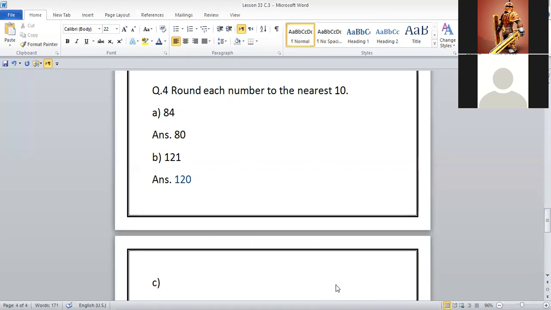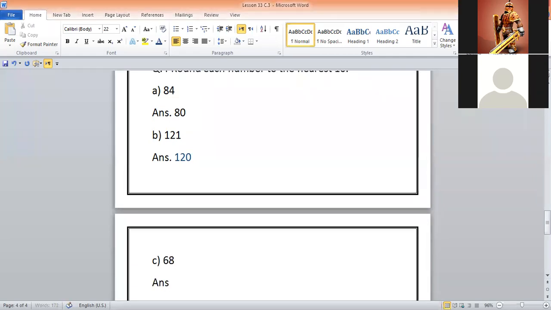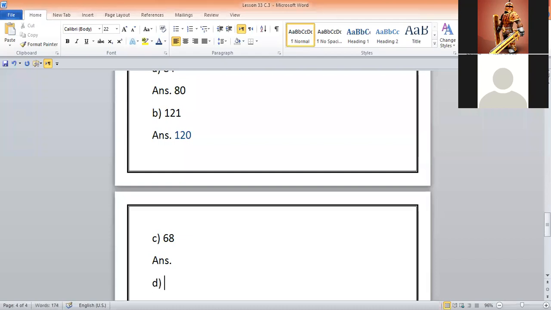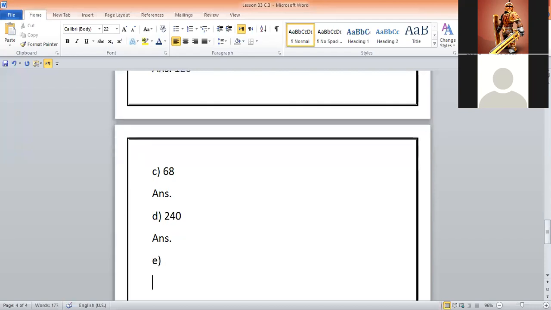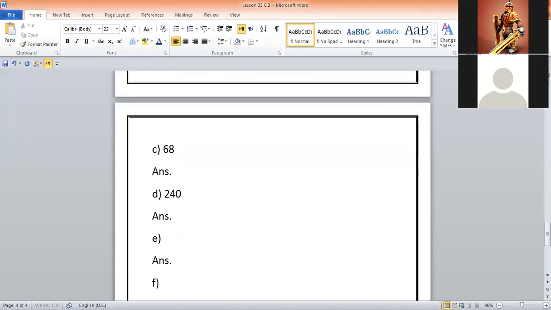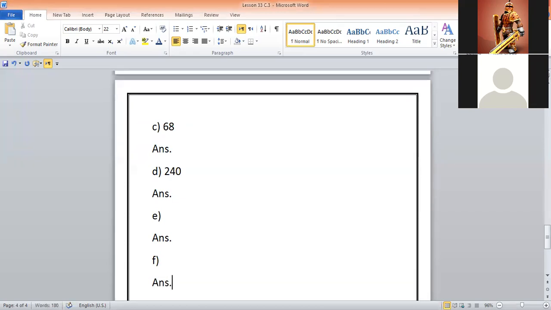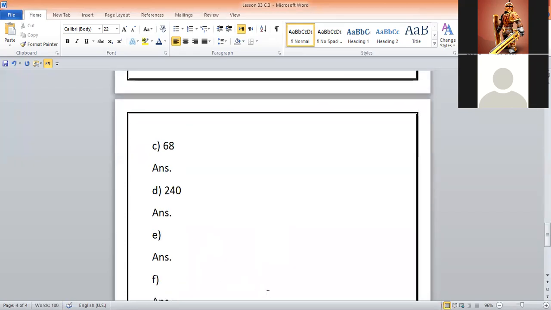C is 68, D is 240. C is 68, D is 240, and E is 43 and 103.